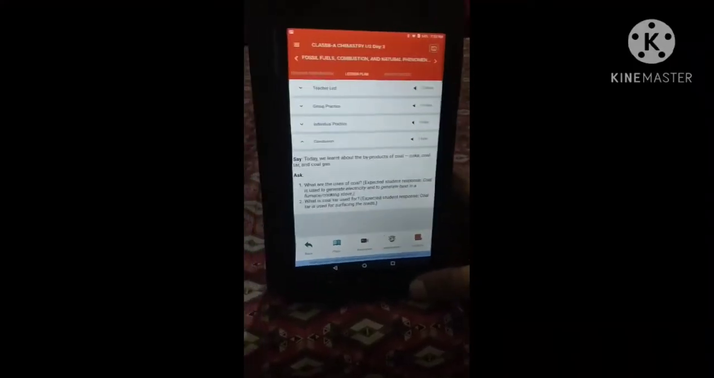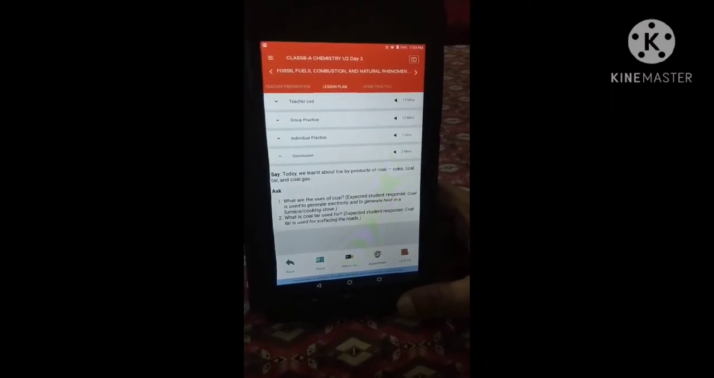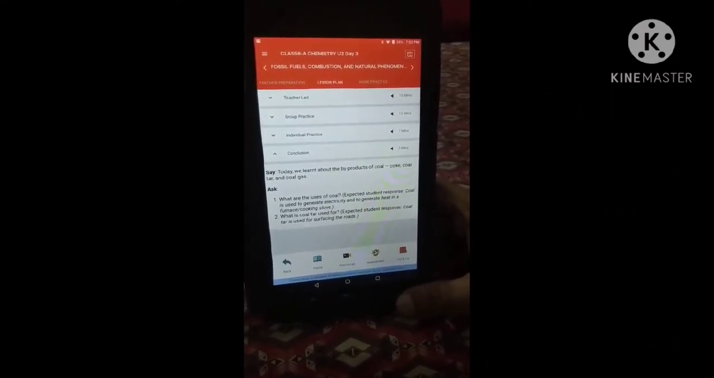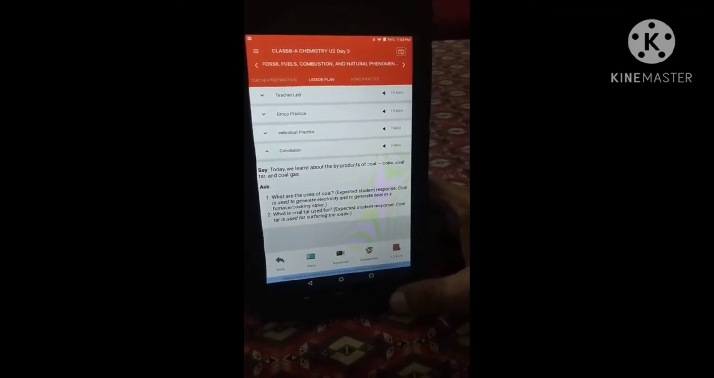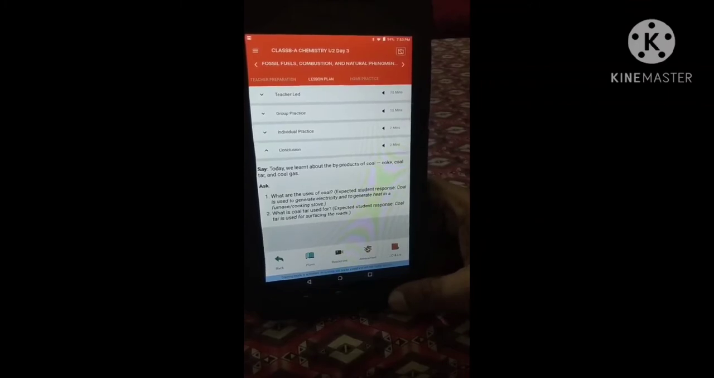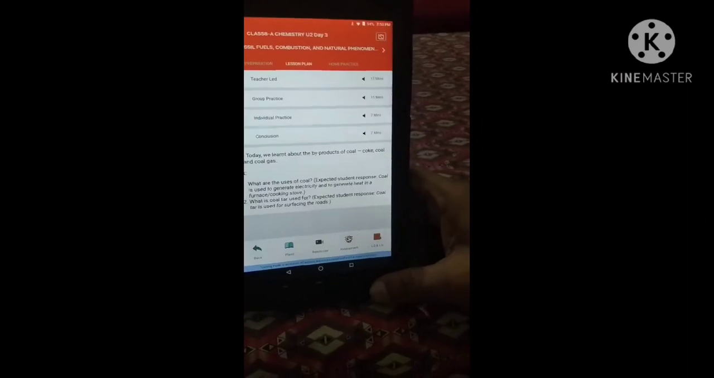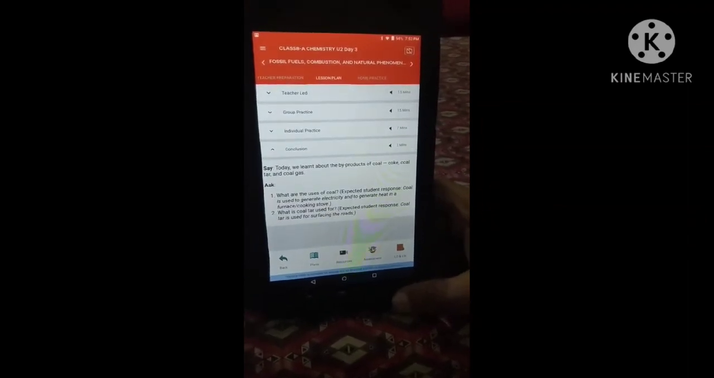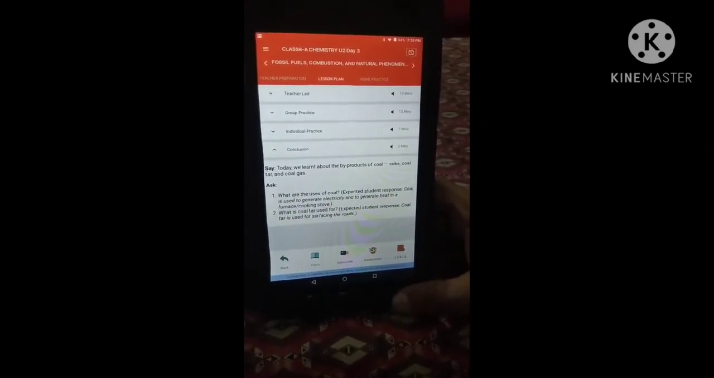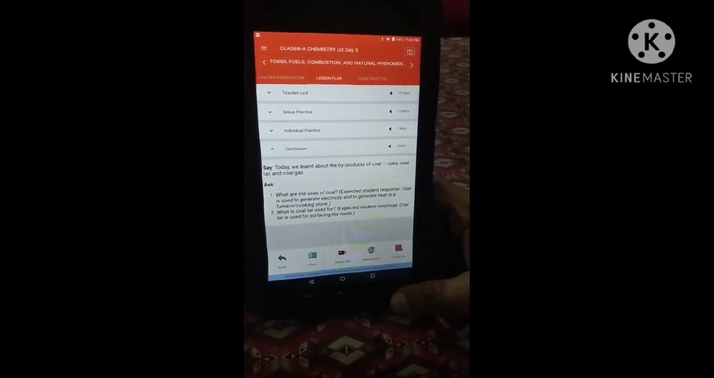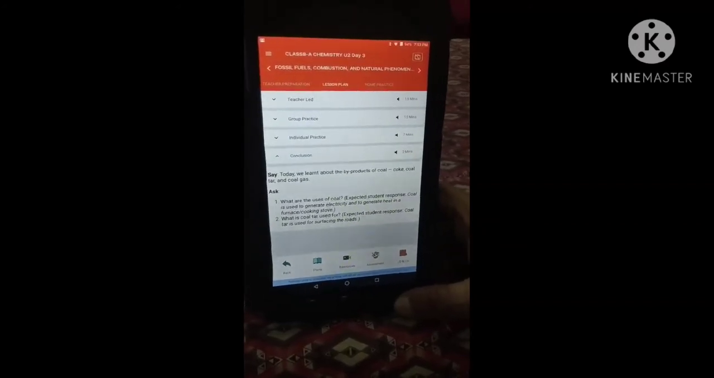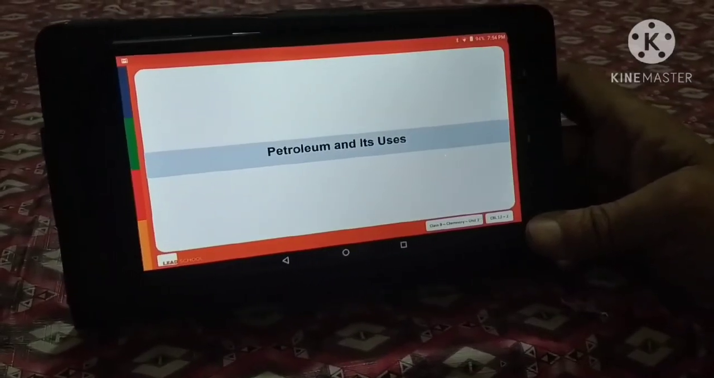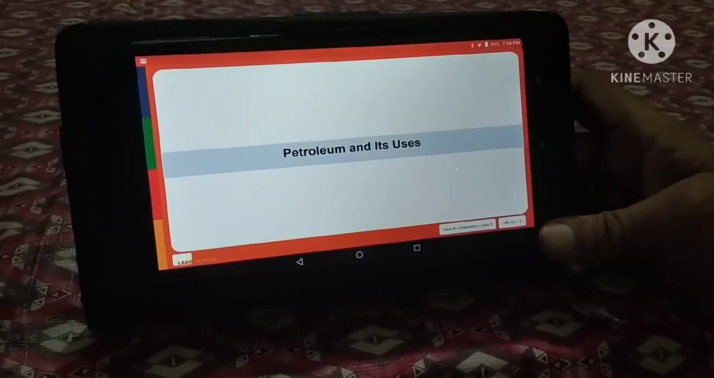Students, on day 3, we learnt about the byproducts of coal, which are coke, coal tar, and coal gas. So, what are the uses of coal? Coal is used to generate electricity and to generate heat in a furnace or cooking stove. What is coal tar used for? Coal tar is used for surfacing the roads. Through this CRL, we will learn about petroleum and its uses.